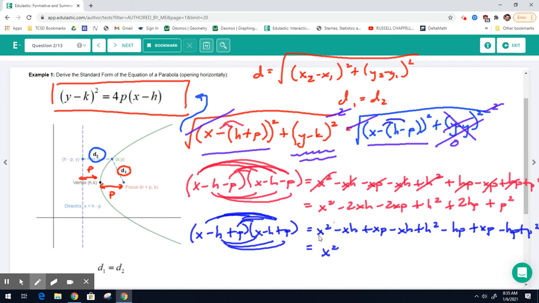So the x squared is all by itself. There are two minus xh's. There are two plus xp's. There's an h squared. There's two minus hp's. And there's a p squared.